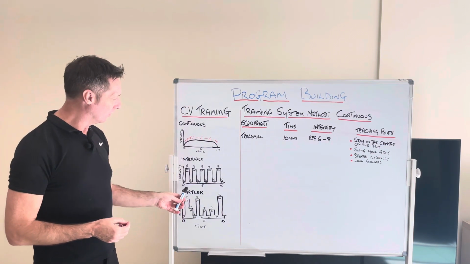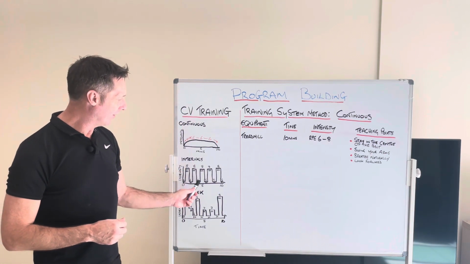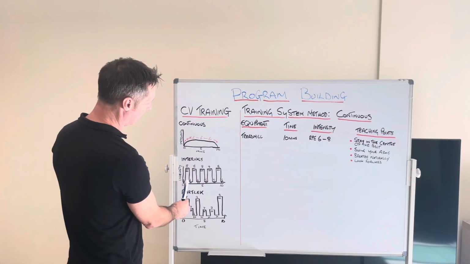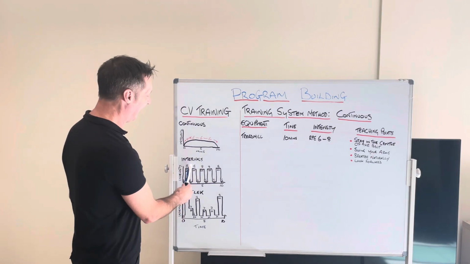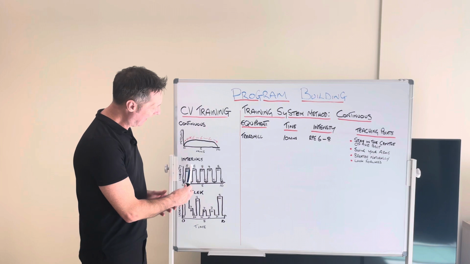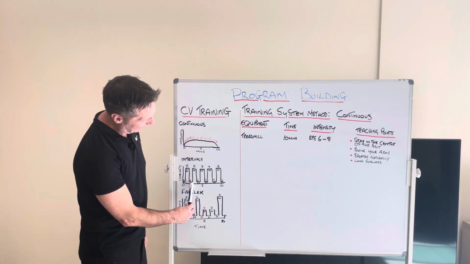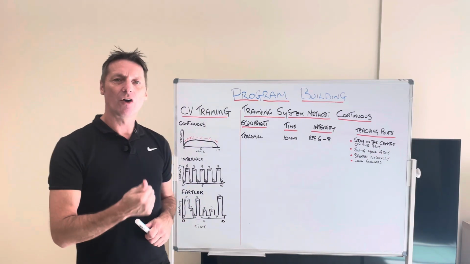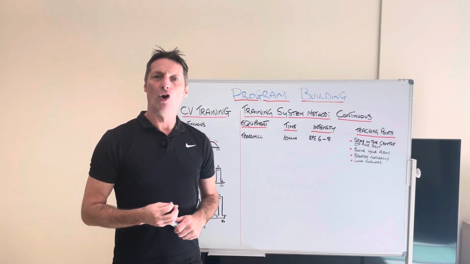Then we've got intervals. Intervals is a period of work followed by a period of rest. So in this example, I've done 10 minutes. I've taken my client all the way up to RPE 8. Remember, RPE is the rate of perceived exertion. RPE 8 for 60 seconds. Then we're going to come down to RPE 6 for 30 seconds. Then back to RPE 8 for 60 seconds. RPE 6 for 60 seconds.